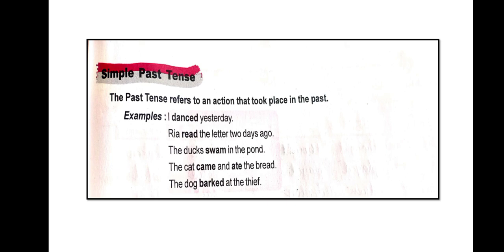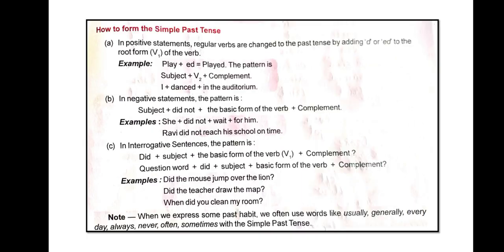From these sentences, you can see the bold words: danced, read, swam, came, ate, barked. These are all in the past tense. This way we can use the past form. Now, how to form the simple past tense, that we will see. Here we have a total of 3 kinds of formula.